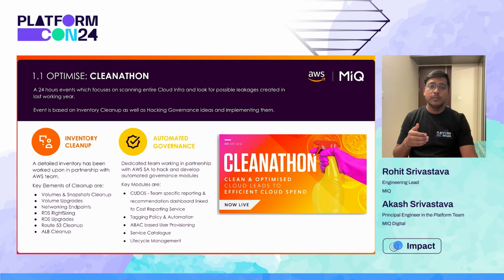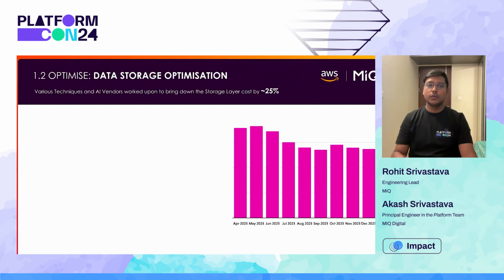An example would be any RDS backup should be deleted after 30 days if it was taken on a daily basis. If it is a monthly backup, that should be deleted after 6 months. So that's lifecycle management. Now, this event Cleanathon is quite helpful and quite innovative when you want to cut down on your cloud cost. Now, let's take a look at our data storage optimization techniques.